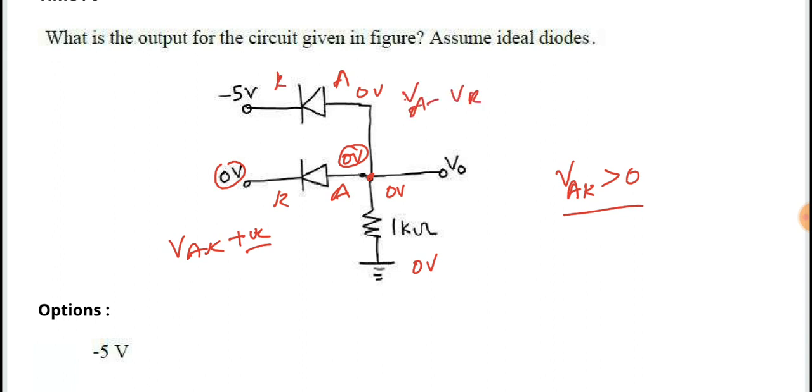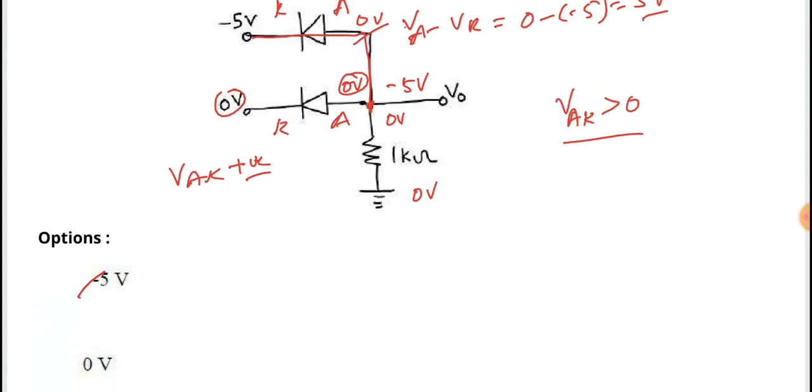VA minus VK, VA value is 0, minus of minus 5 is nothing but 5 volts. That means this diode is going to conduct. And what about the voltage? When it's conducting, the output voltage will be minus 5 volts here. So the answer will be 5 volts here.